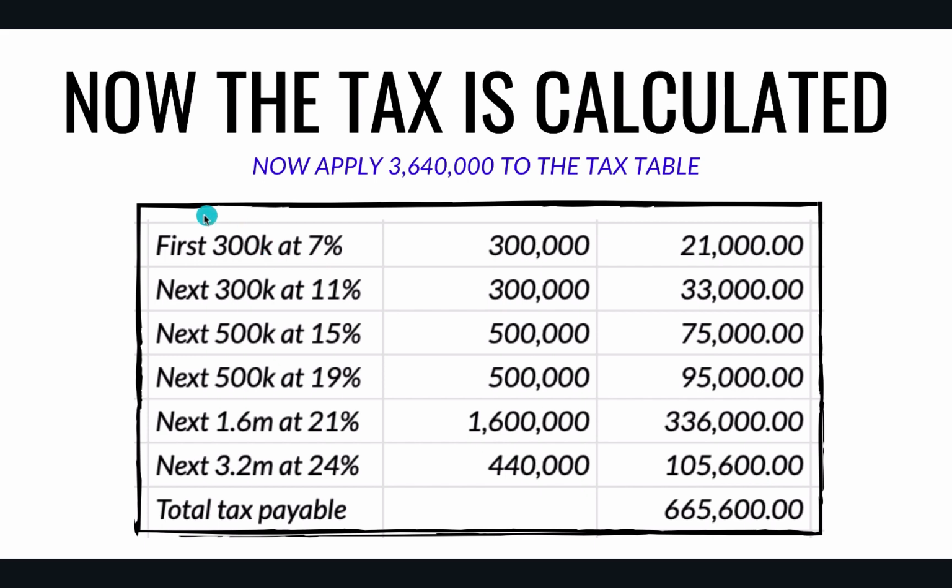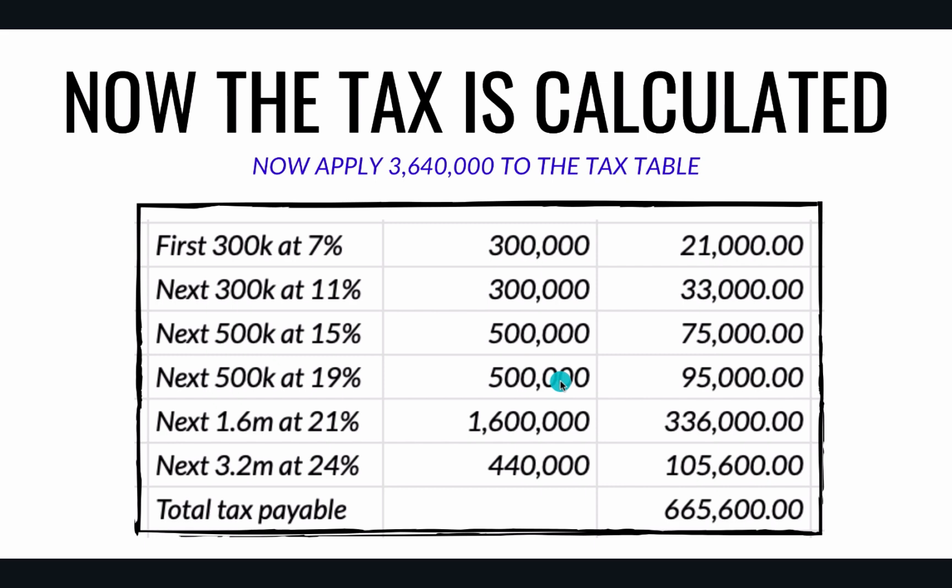So let's get started. The first 300,000 out of this 3.640 million, you remove 300,000 from it and tax it at 7%. You get 21,000. You remove another 300,000 from it and tax it at 11%. You get 33,000. You remove another 500,000 from it and tax it at 15%. You get 75,000. You remove another 500,000 from 3,640,000 and tax it at 19%. You get 95,000. You remove 1.6 million from 3,640,000 and tax it at 21%. You get 336,000.